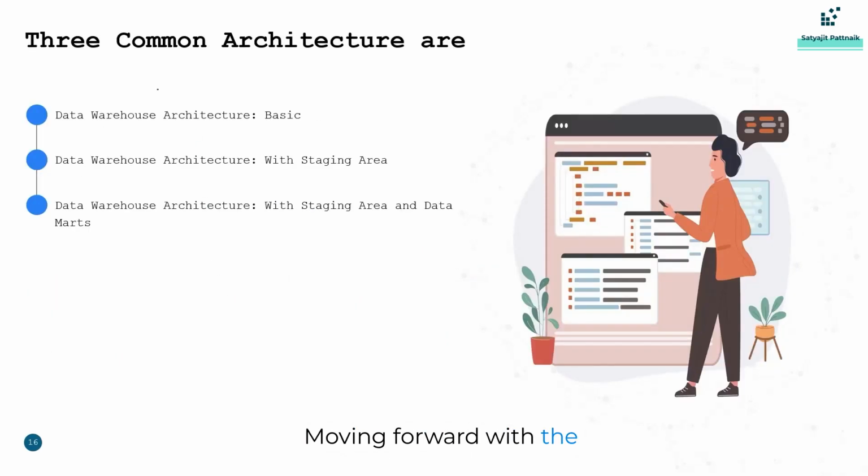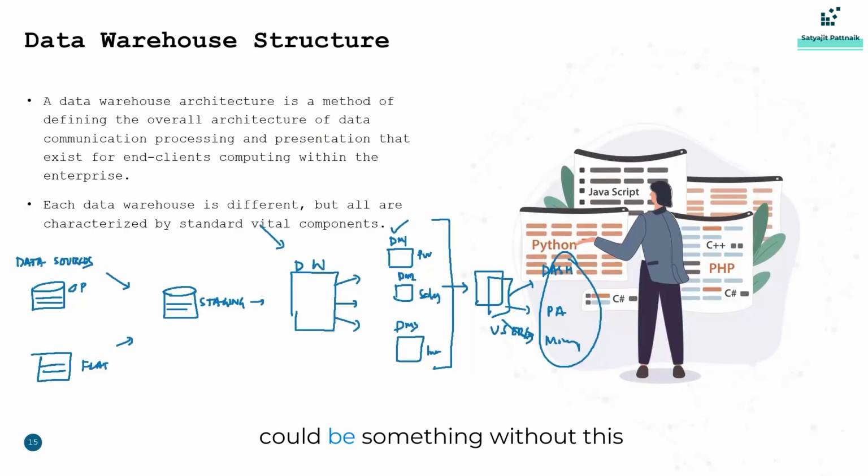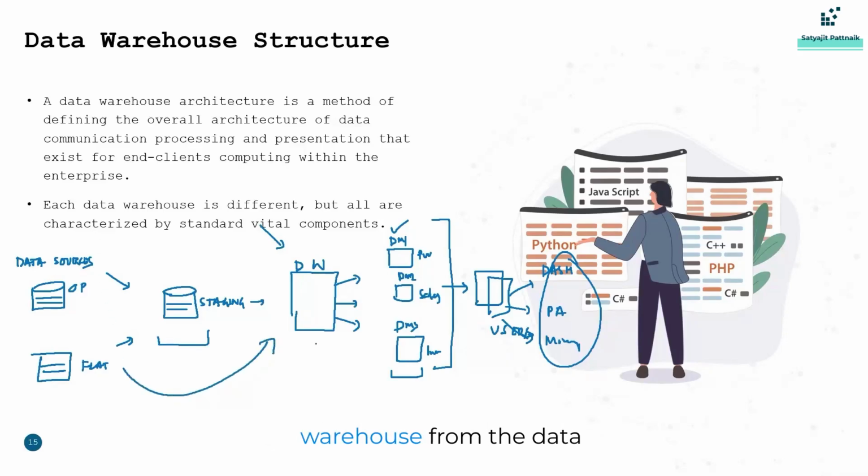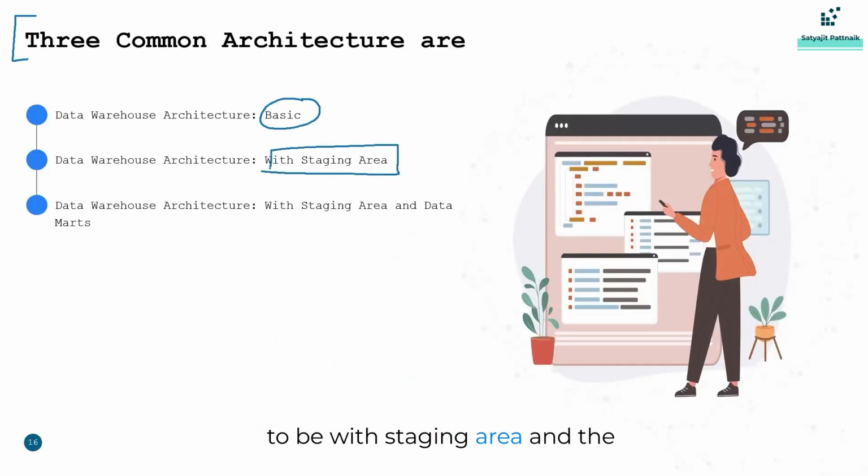Moving forward with the official three common architectures. One of them is a basic data warehousing architecture, which could be something without this part and this part. That means you're directly having the data sources. From the data sources, data is directly transferred to the data warehouse. From the data warehouse, you directly give access to the users. The second architecture is going to be with a staging area. And the third one will be with a staging area and data marts. So what do you mean by staging area and what do you mean by data marts? Let's try to understand in the next video.